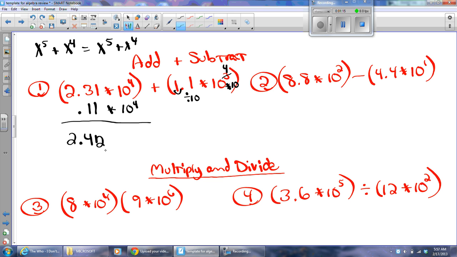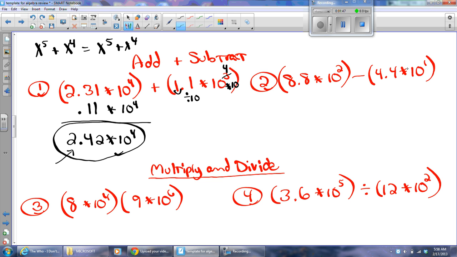2.42, sorry to write a 1 there, times 10 to the fourth power. All right. Now I just have to make sure and look that my coefficient, my decimal, is in the right place. I have a number between 1.00 and 9.99. If not, I might have to readjust my answer. Okay, but it looks like I'm good on that one, so let's go to number 2.